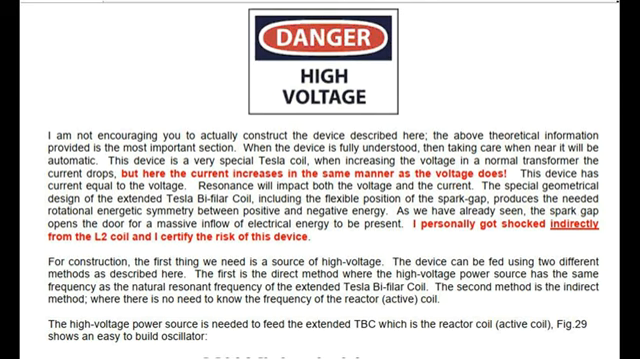The special geometrical design of the extended Tesla bifilar coil, including the flexible position of the spark gap, produces the needed rotational energetic symmetry between positive and negative energy. As we have already seen, the spark gap opens the door for a massive inflow of electrical energy to be present. I personally got shocked indirectly from the L2 coil, and I certify the risk of this device.